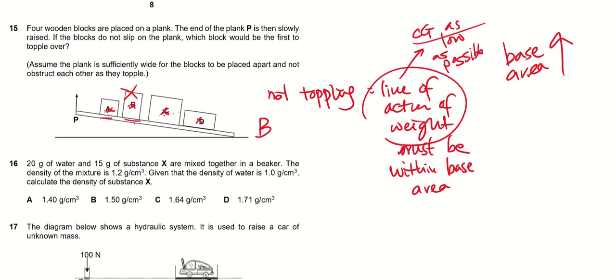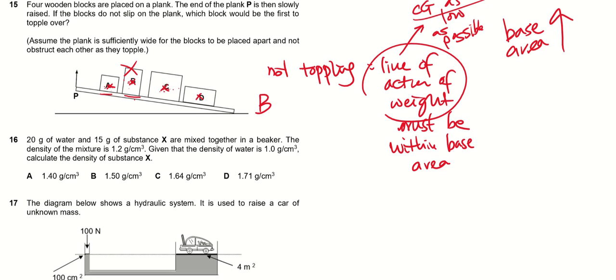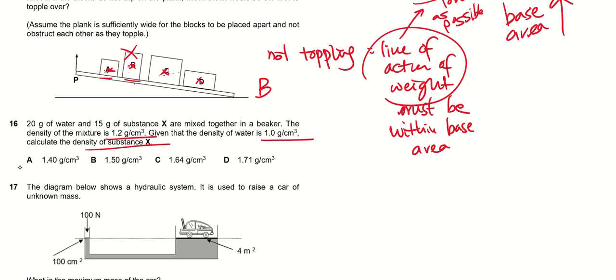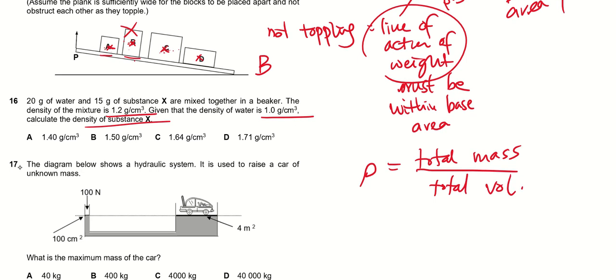So answer is B. Okay, 20 grams of water and 15 grams of substance are mixed together in a beaker. The density of the mixture is 1.2. So they tell us this is the density of the mixture. Given that the density of water is 1.0, calculate density of substance X. So now, average density or density of mixture is the total mass over total volume. Okay, so if I have density given as 1.2, because that's for the mixture, how about the total mass? Total mass is 20 grams plus 15 grams, right? But how about the total volume?